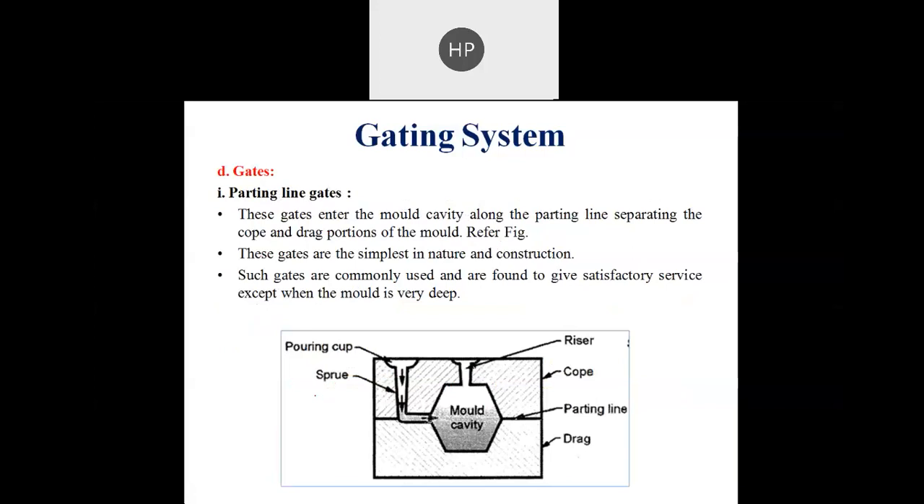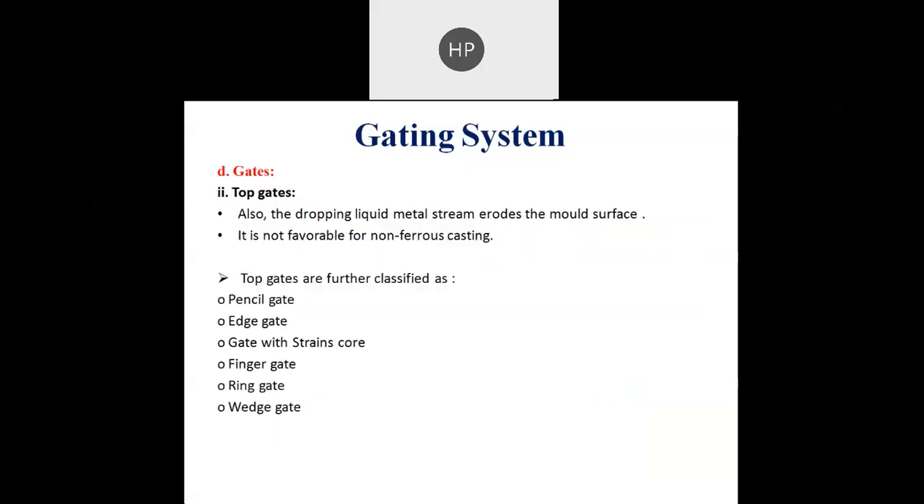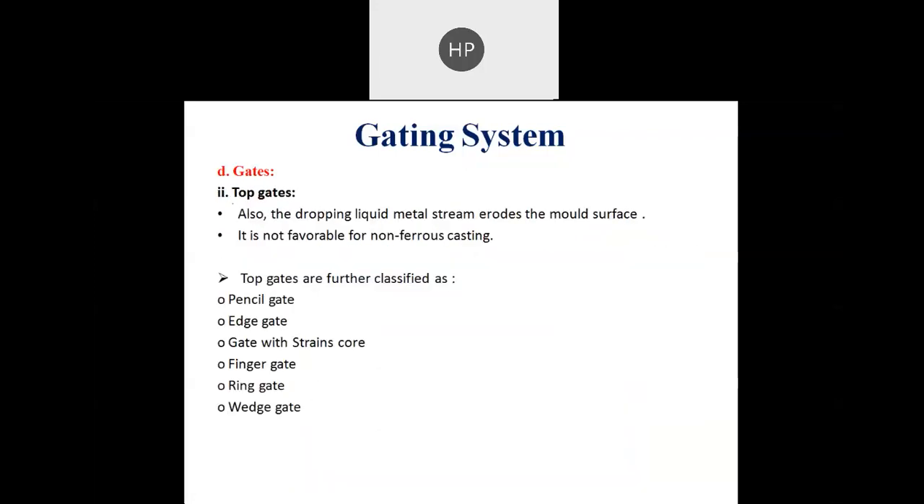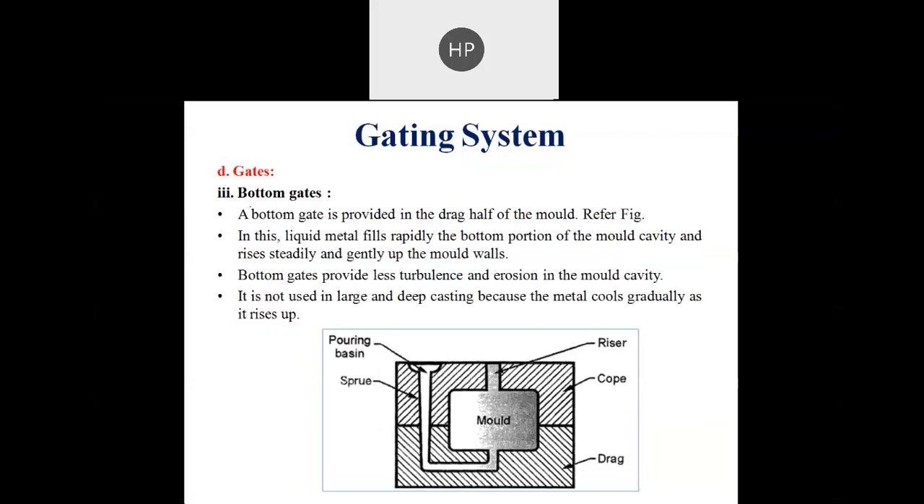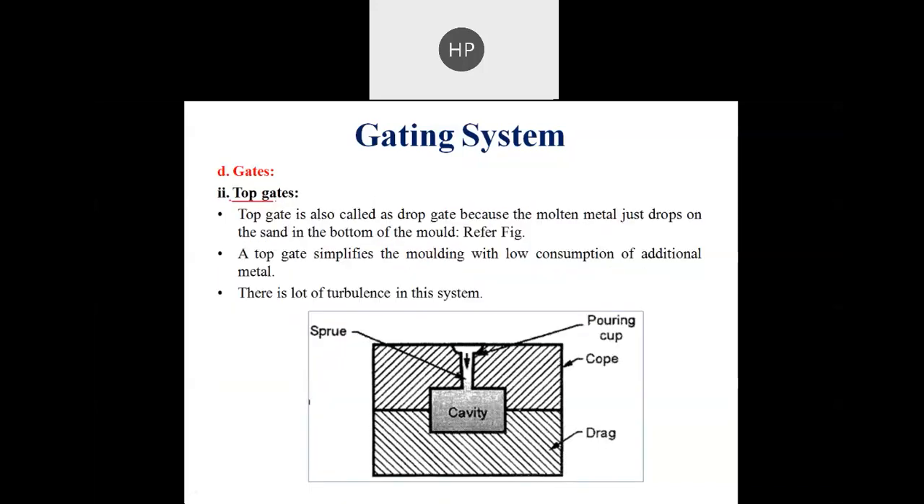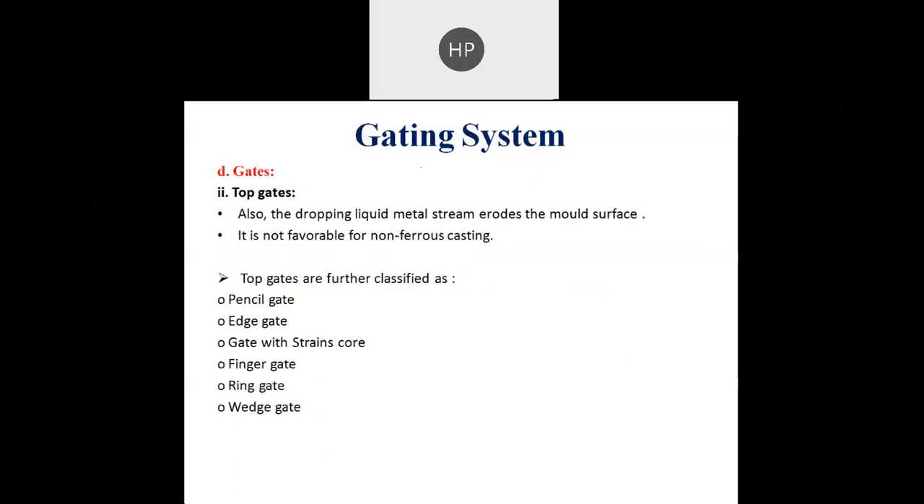Then in that gate we have different types of gate. Okay, first is a parting line gate, second one is a top gate, then we have a bottom gate, as well as a side gate. Okay, but the details of those gates we'll see in the next lecture, because here we are only talking about the main components of the gating system.